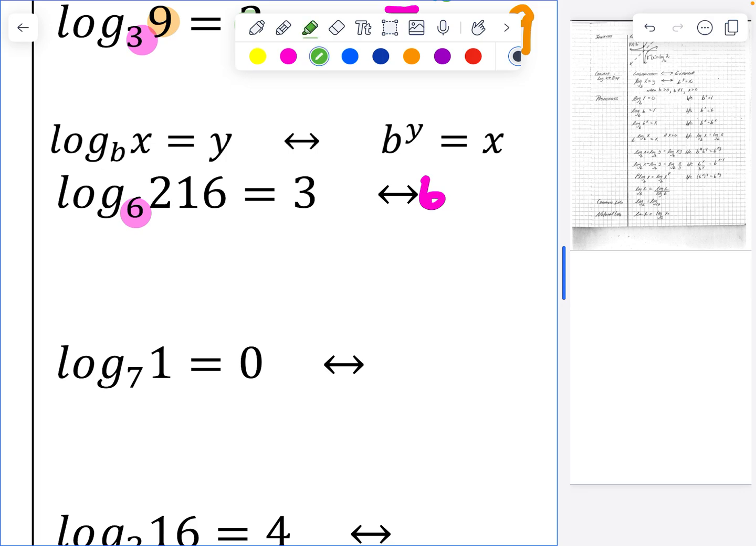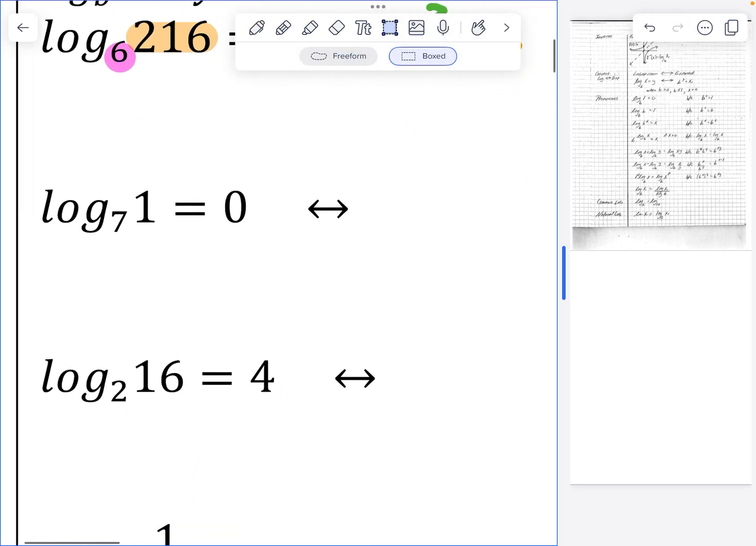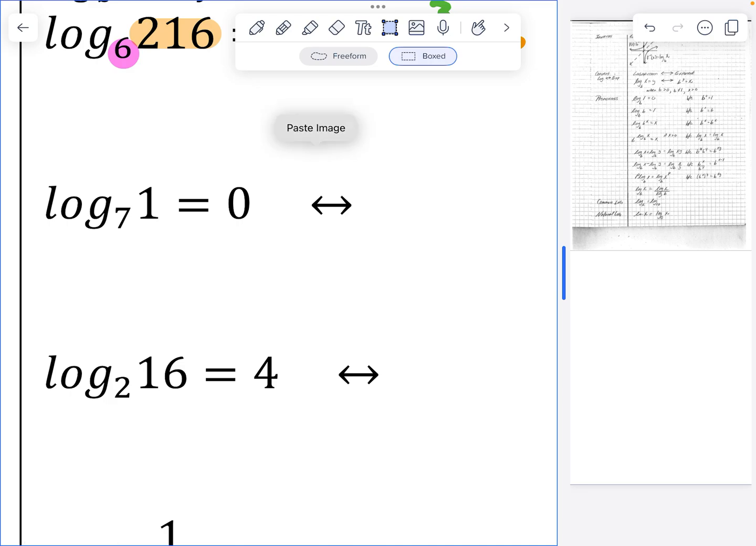Our exponential number is 3, and that is going to equal our value, which is 216. And that's also a true statement, that 6 times 6 times 6 is 216.